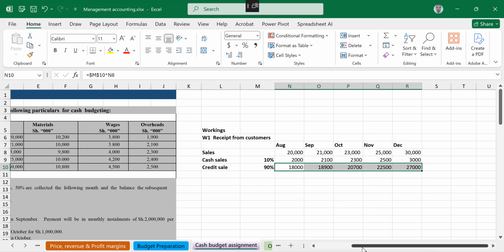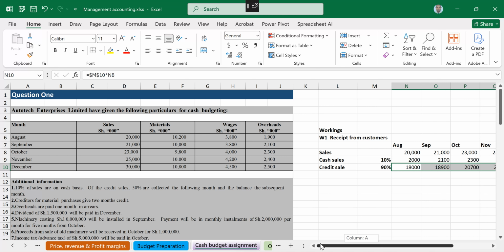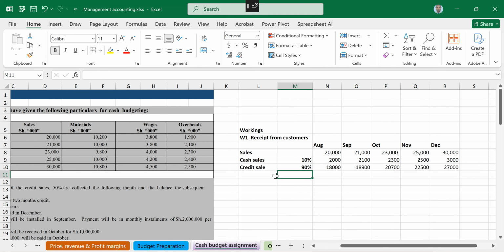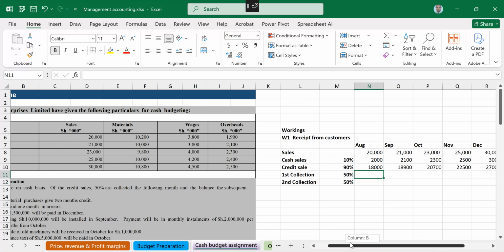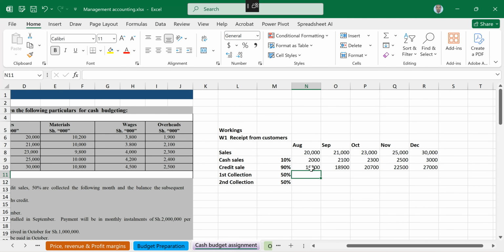Now, they said, of the credit sales, 50% are collected the following month and the balance the month after. So which means we start with the first collection, which is 50%. Then second collection is also 50%. Now here, of the credit sales, 50% are collected the following month.